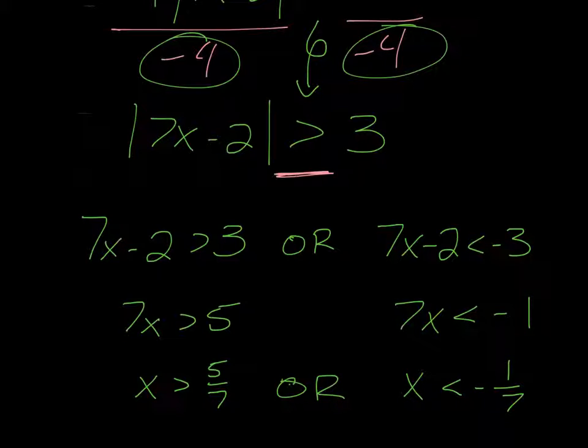These are a bit awkward since they're fractions, but there's really no big difference here. The big issue, just to make sure, is that negative 1/7 is a smaller number than 5/7, but let's graph this on a number line just to visualize it.